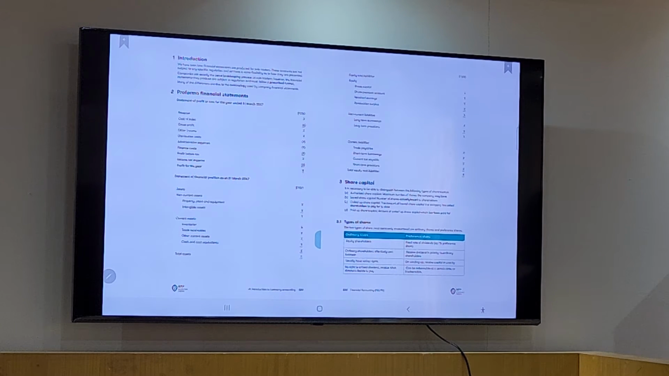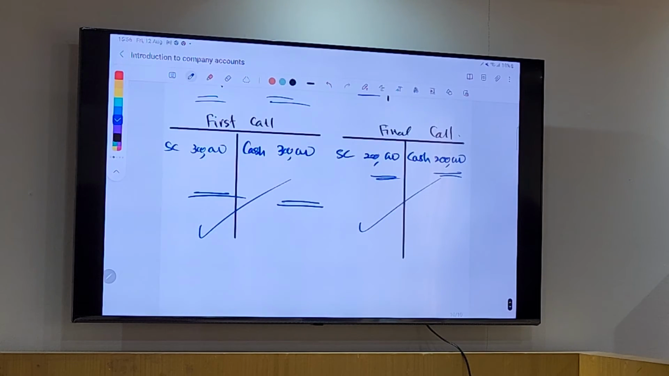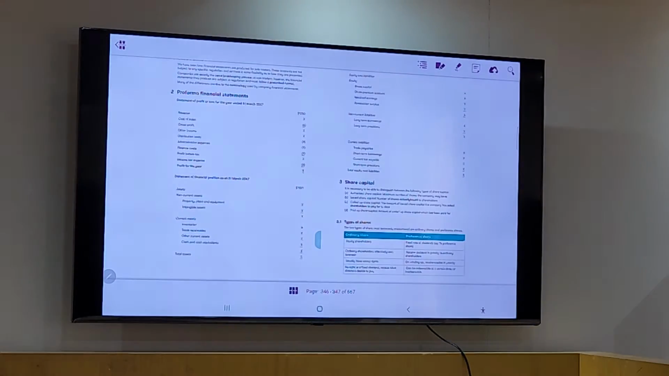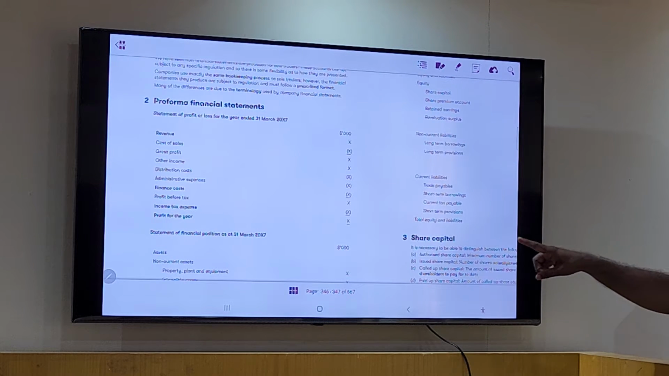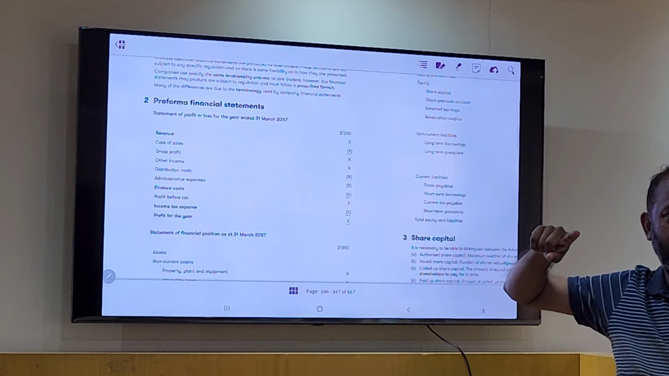Just to give information about the exam, the way I have discussed here, the exam is not going to be like this. So the book has been adjusted to match with the current exam style. So we will discuss like that. If you see, this is the profit and loss account of a limited liability company.